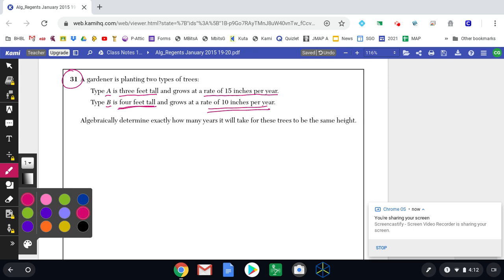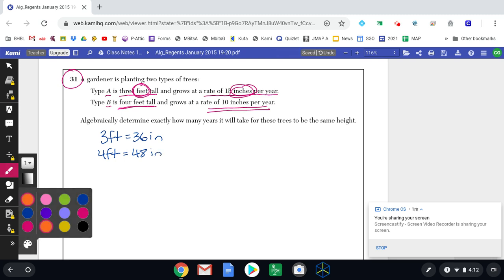Now, one thing that we want to talk about is the fact that we have feet and we have inches. So what we're going to have to do is figure out, well, either put it all in feet or all in inches. Now, it might be easier for us to put all of these in inches. So we know that 3 feet is actually 36 inches and 4 feet is actually 48 inches.